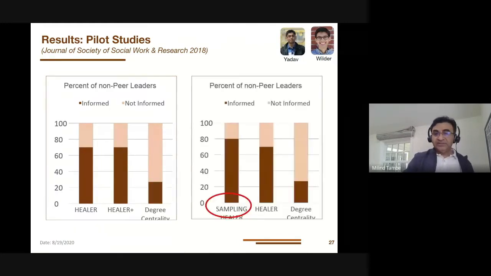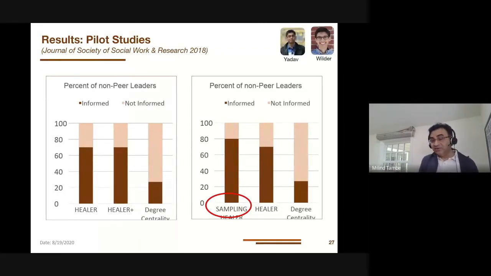And here's the result. When we sampled using the sampling Healer algorithm, the true algorithm that we actually want to use, 80% of the population got informed about HIV. It's slightly higher than knowing the full network. That's a little bit of a surprise, but this is a pilot test, so it may be a small variance that happened. But you can see that essentially sampling a small network and then running our algorithms seems to be just as effective.